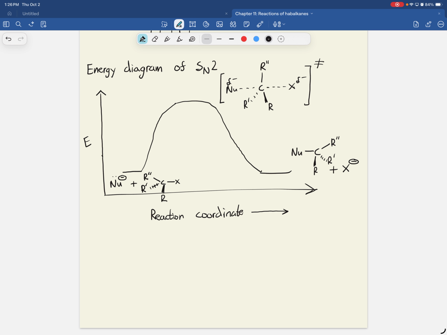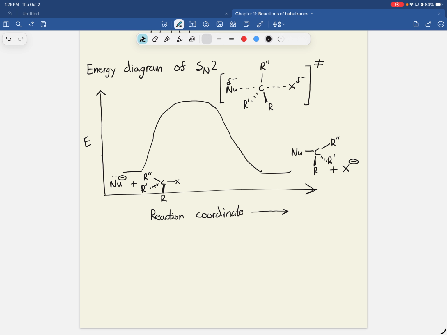Okay, are there any questions about the diagram? So what you should realize is that the transition state has partial bonds, and that's because of the bond breaking from the nucleophile, forming a bond to the nucleophile, and the leaving group X is leaving and becoming the ion now. All right.